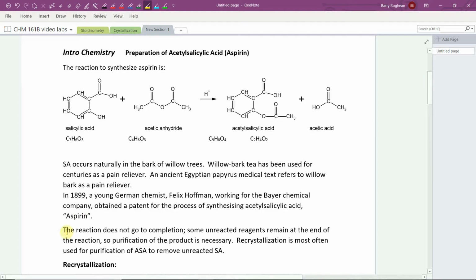Now, like many organic reactions, this reaction does not go to completion. There will be some byproduct acetic acid, and so to obtain a pure product, we'll need to carry out recrystallization. So let's get started.